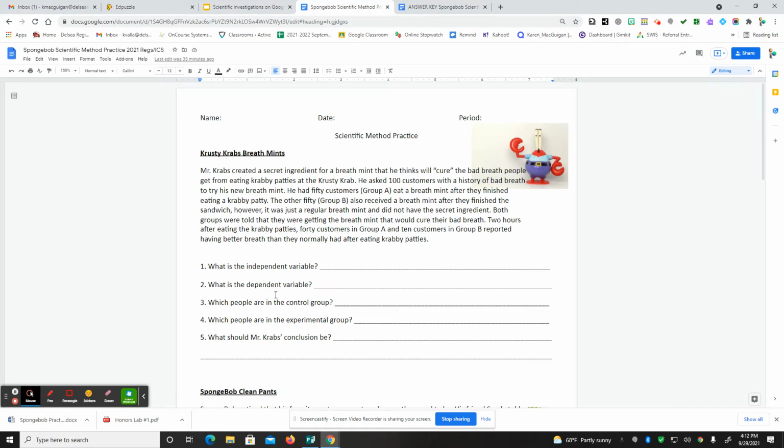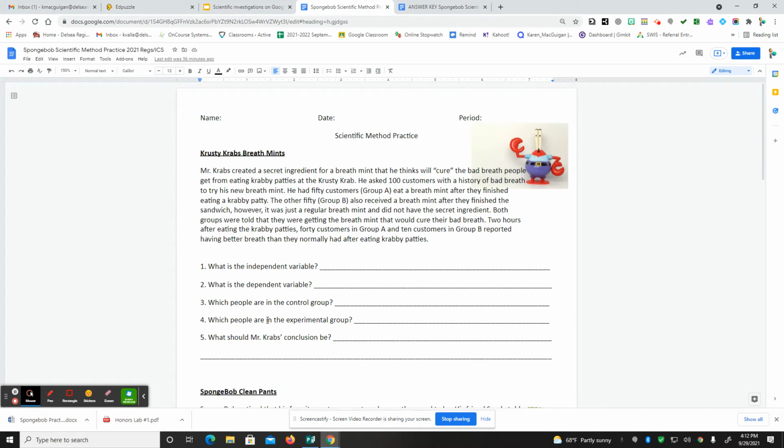What people are in the control group? The control group is always the group that serves as the standard to which you compare your results. In this example, the control group is Group B, because they received the breath mint, but it didn't have the secret ingredient. You're comparing it to the standard or the original. Then the experimental group is the group with the independent variable. In this case, it's the breath mint with the secret ingredient, which would be Group A.